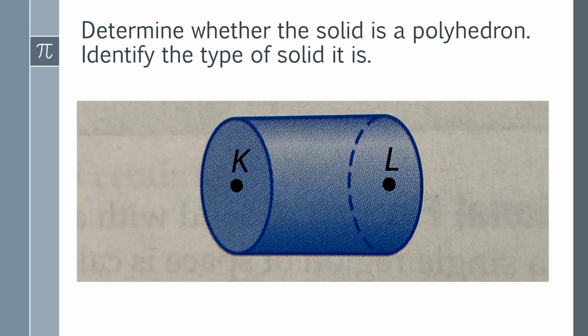Okay, let's see what you can pick here. Is this solid a polyhedron? And what type of solid is it? Go ahead. I'll wait. Okay. Well, is it a polyhedron? No. But it is a solid, and we call that solid a cylinder, right?